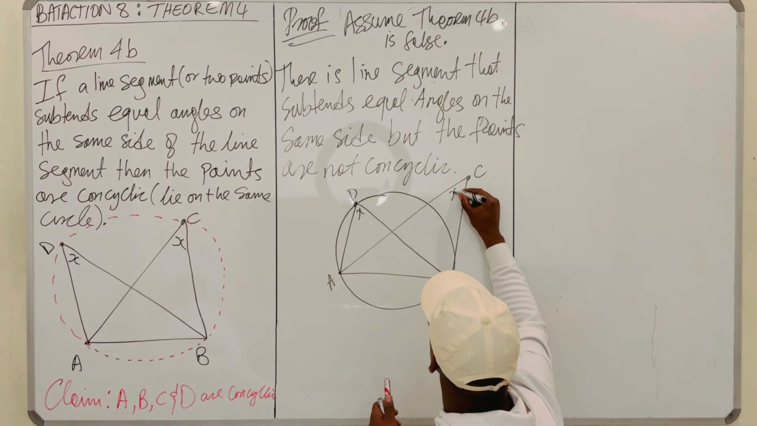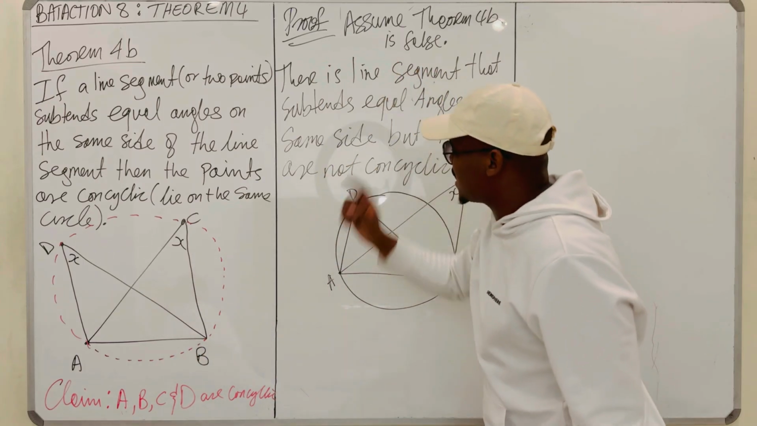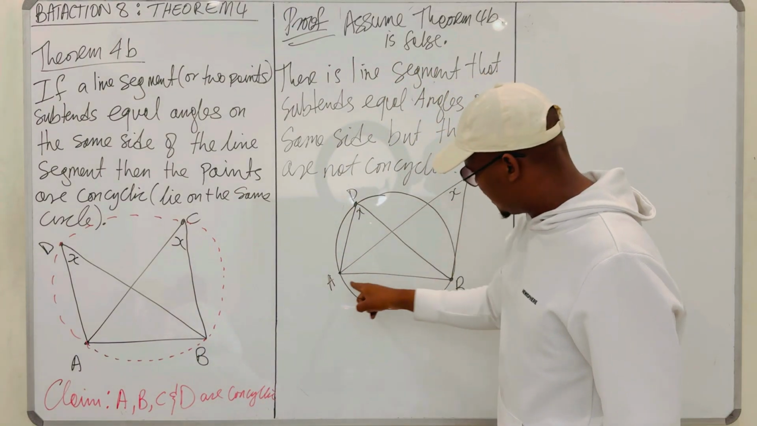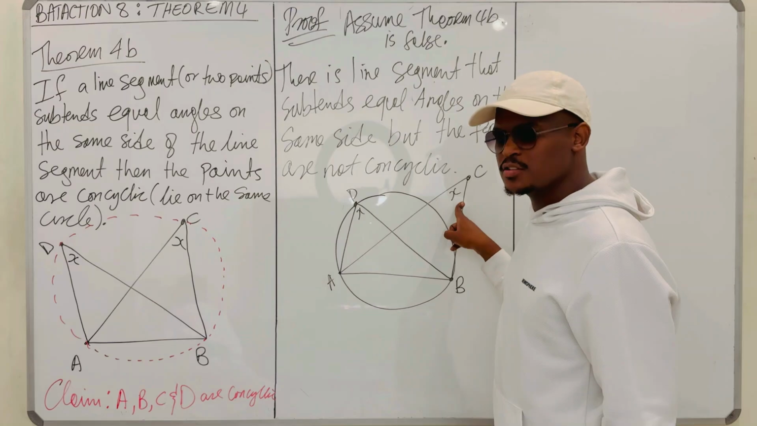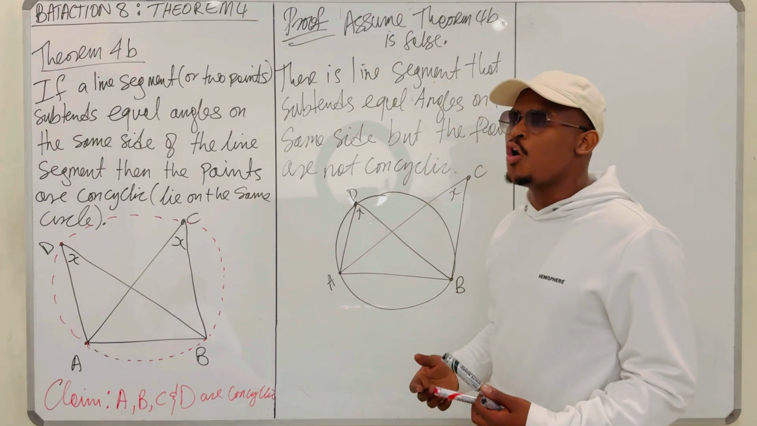So this angle here, maybe it's also X. Because we said we have a line segment, we said that there is a line segment that subtends two equal angles on the same side. Now here's a line segment and it subtends those two equal angles on the same side. But now the problem is that all these points are not concyclic, which means they do not all lie on the circumference.